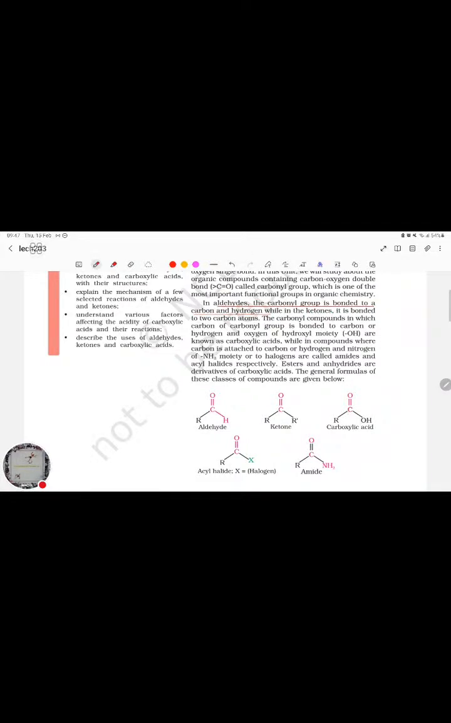Whereas in a ketone it is bonded to two carbon atoms. So basically, if a carbonyl group is bonded to two carbon atoms it's going to be a ketone, and if it is bonded to a carbon and hydrogen it's going to be an aldehyde. The carbonyl compounds in which the carbon of the carbonyl group is bonded to carbon or hydrogen and to the oxygen of a hydroxyl moiety are known as carboxylic acids.